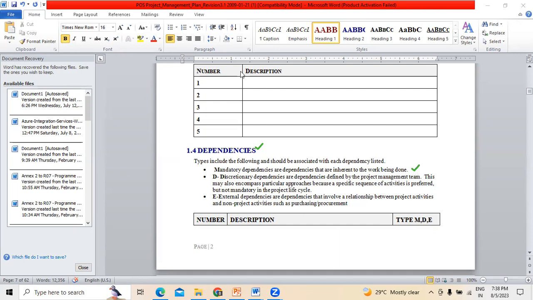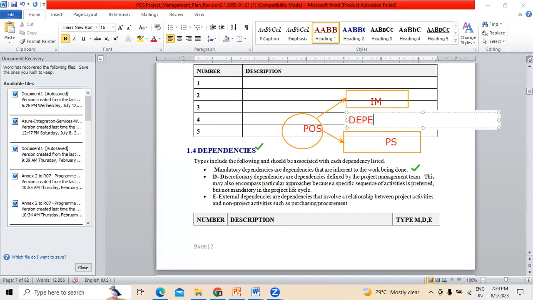For example, there is a POS system. This POS system is connecting with two more things. One is inventory management. Second is the payroll management system. These two are the dependencies.